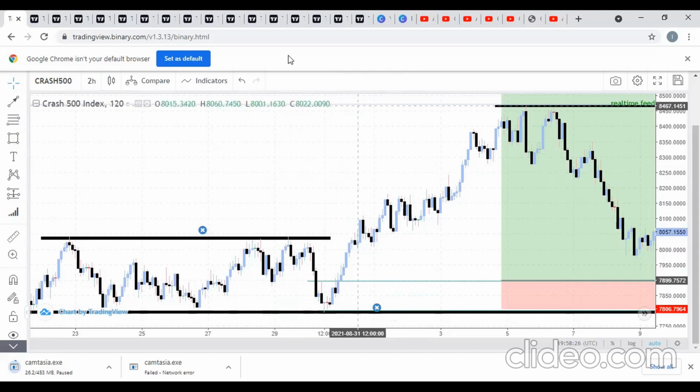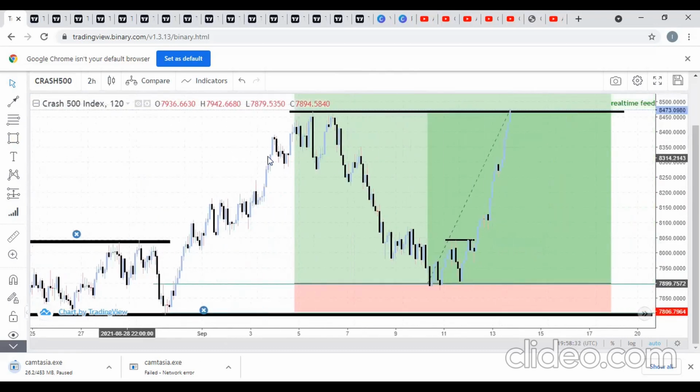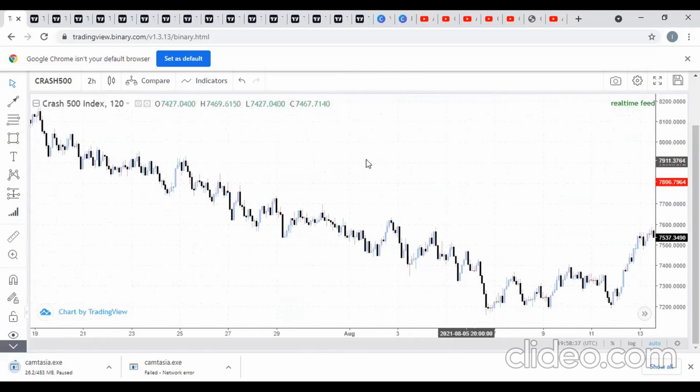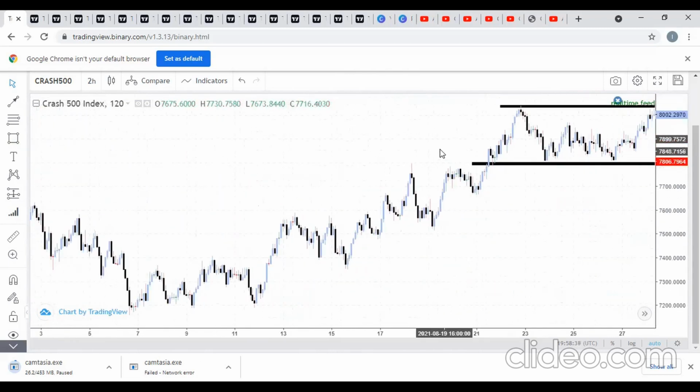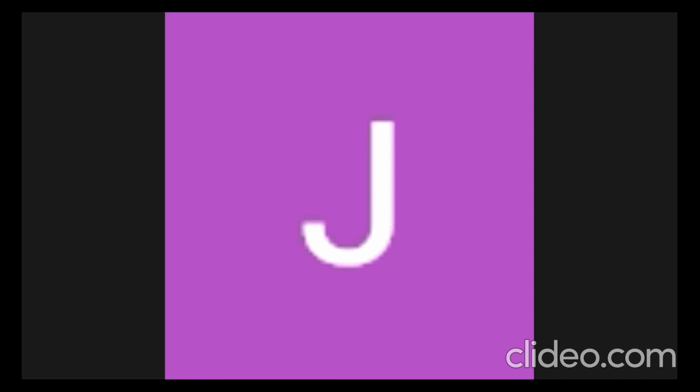Let's see if this is a valid demand zone, right? So this is a valid demand zone. Let's go to the supply zone. So let's talk about this demand zone. Why is the demand zone valid? Let's go to our board.